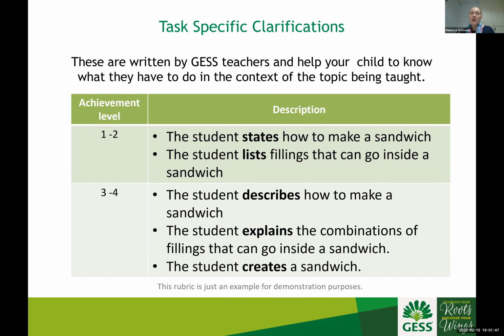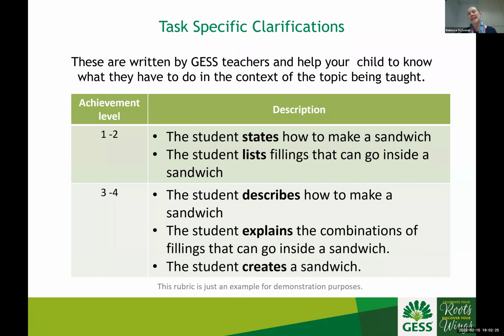The IB, although we mark using the IB descriptions, we are allowed to give students task-specific clarifications to focus what they're doing. So putting it in the context of the topic. So if the topic is about the periodic table in chemistry, then we might reword some of that to include, you are explaining who invented the periodic table. You will state some of the features of the periodic table. You will give an example of an early periodic table. So we would put it into the context.